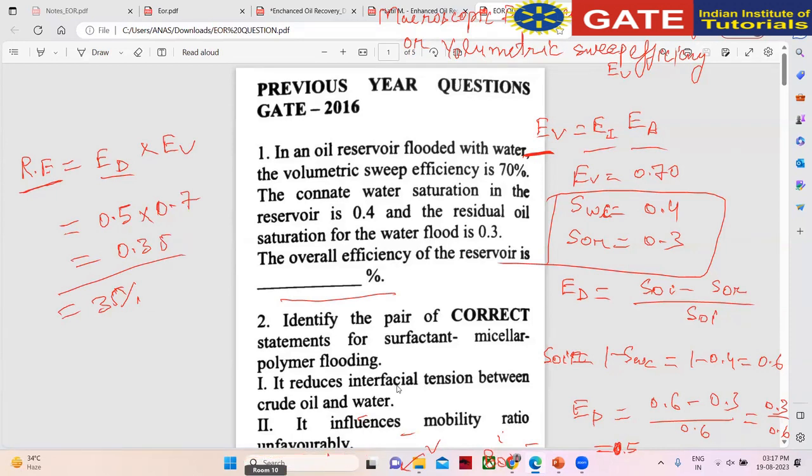Do you have any doubt in this? Have you read that before in your college, the enhanced oil recovery topic?